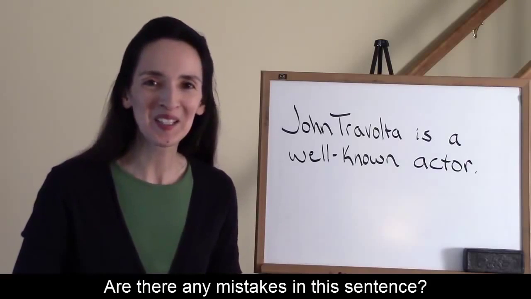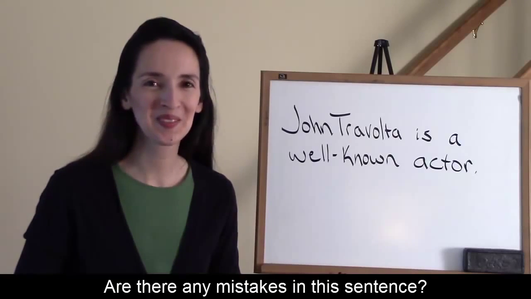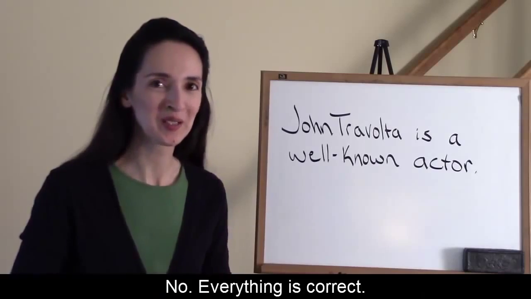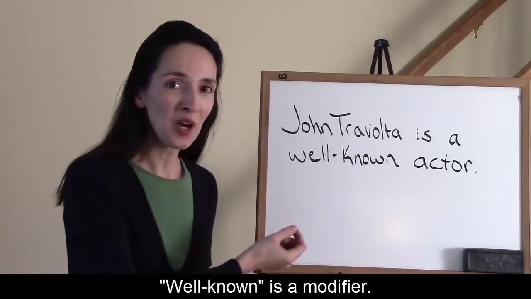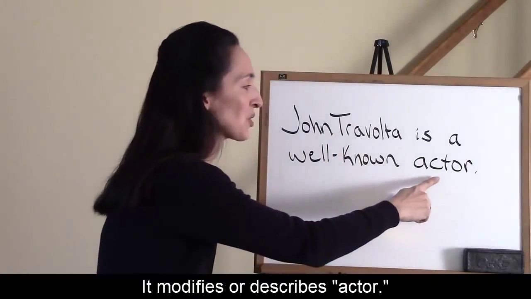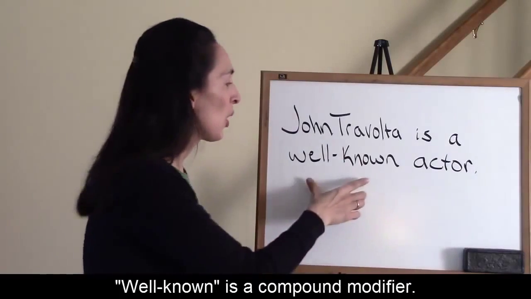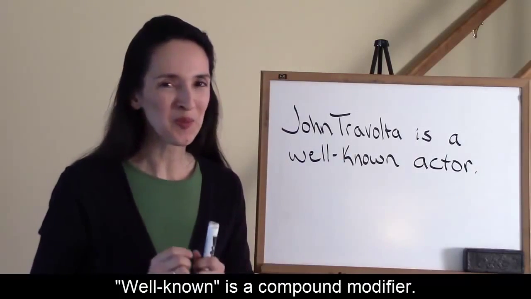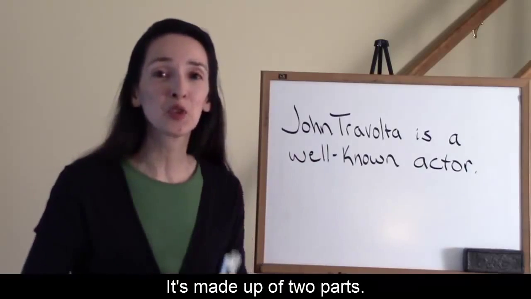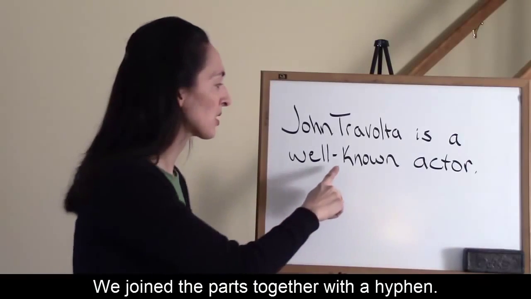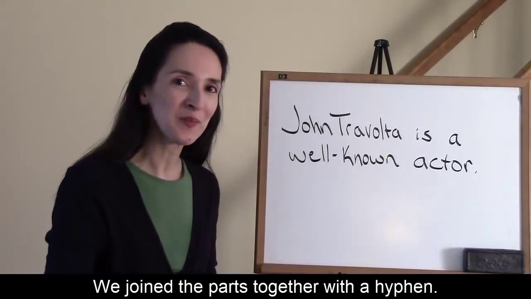Are there any mistakes in this sentence? No, everything is correct. Well-known is a modifier. It modifies or describes actor. Well-known is a compound modifier. It's made up of two parts. We join the parts together with a hyphen.